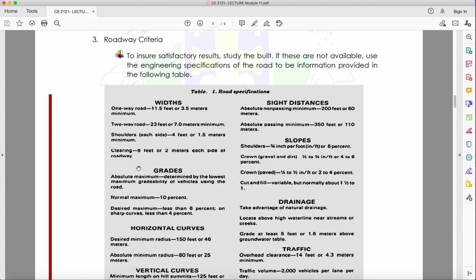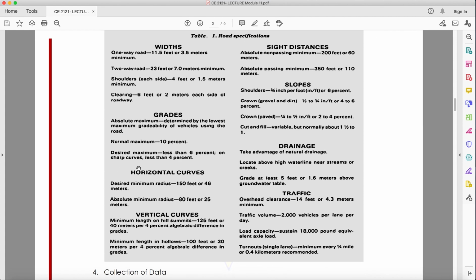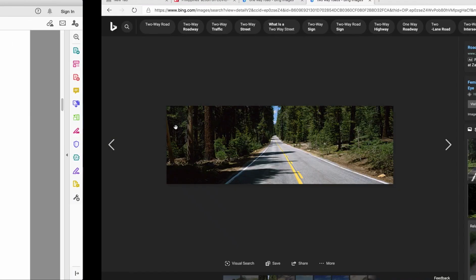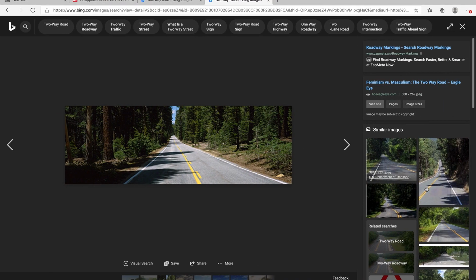Okay, next would be the grades. So absolute maximum is determined by the lowest maximum gradability of vehicles using the road. Okay, so when we say grade, it is the vertical, yung slope, pagtaas at pagbaba ng kalsada. That is what we call the grade. It is with respect to vertical. So pagtaas at pagbaba ng kalsada.